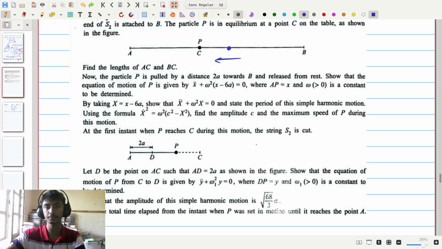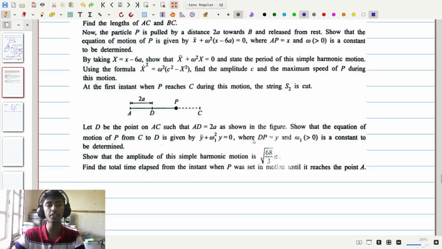Given this, we're asked to show that the equation of motion of P is given by x double dot plus omega squared times (x minus 6A) equals 0, where the distance AP is what we call x, and omega is some value greater than 0, which is a constant to be determined. So basically, we need to work on this equation, and when we get it into this format, we can find out what omega is.